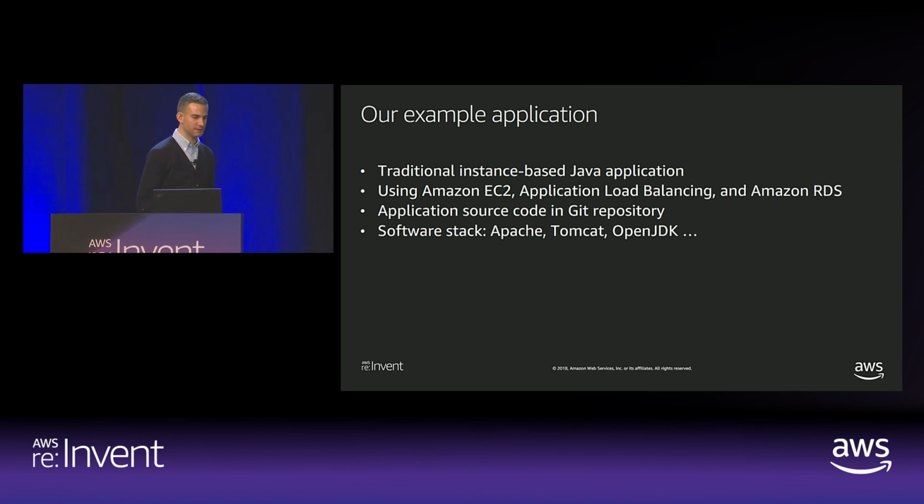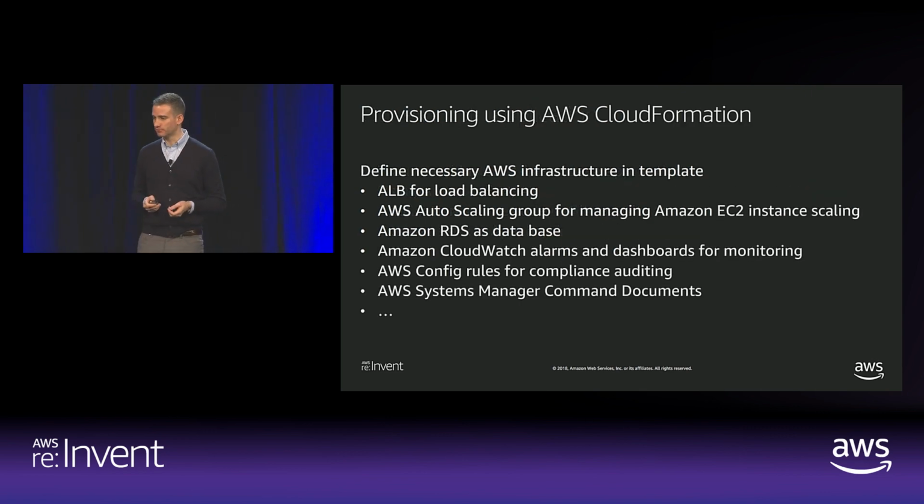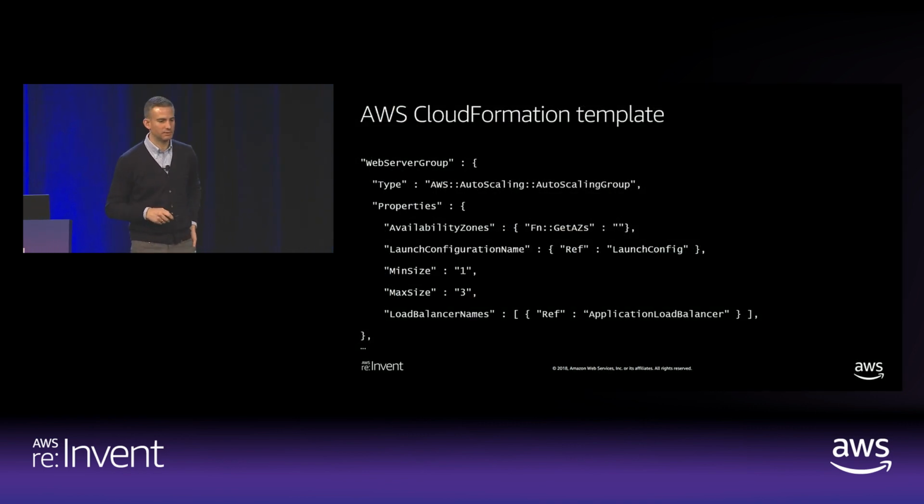So the first thing we need is to provision the necessary infrastructure, right? So that's what we want to use CloudFormation for. In CloudFormation, I would define these pieces of the infrastructure that I need: the application load balancer, the auto-scaling group that holds up my instances, the RDS database. These are the obvious ones, but you can also package in there the other pieces that you need, like the CloudWatch dashboards and alarms, the config rules, the documents that you need. You can also define the pipelines themselves that we will use later on in the CloudFormation template.